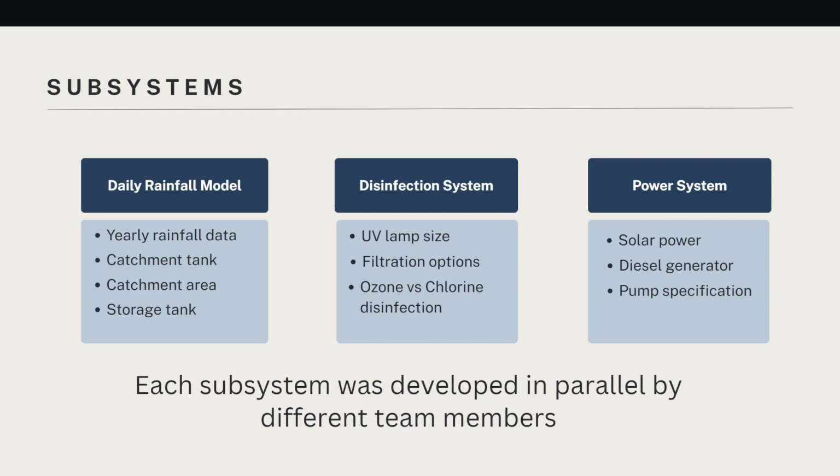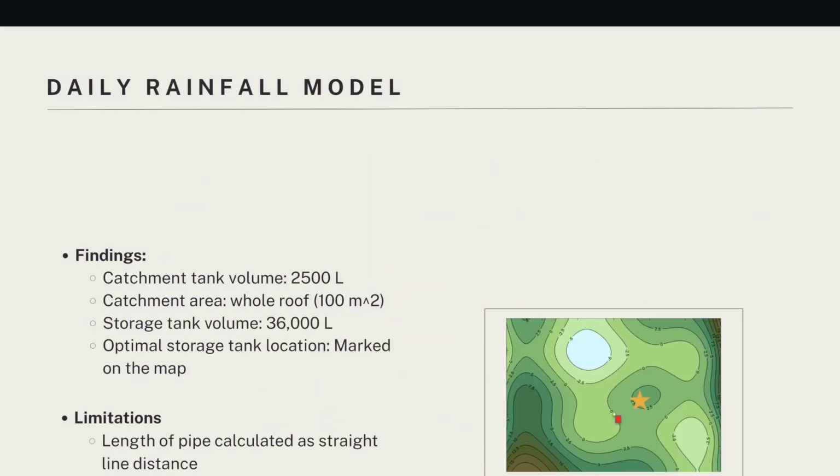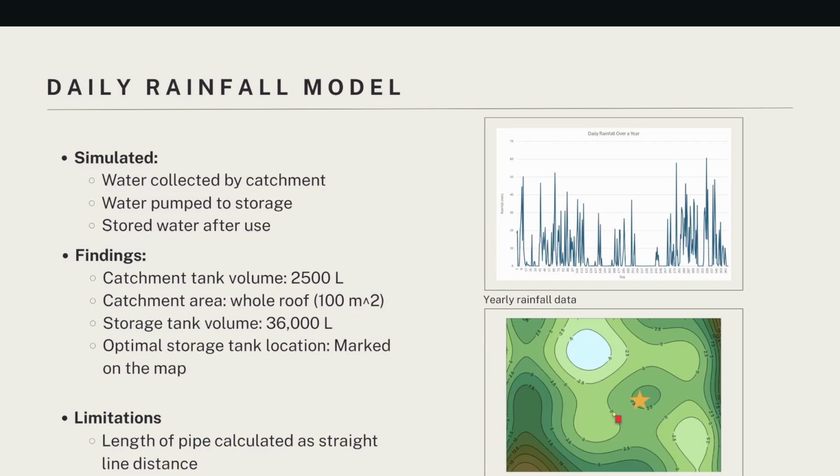Our daily rainfall model was used to simulate how much water was collected by the catchment tank and then pumped to the storage tank, keeping track of water in the storage tank as it drops with household use. We found that it is difficult to reliably provide enough water every day, especially during the summer months. As you can see on the right, there are often many days with 0 rainfall in the summer.